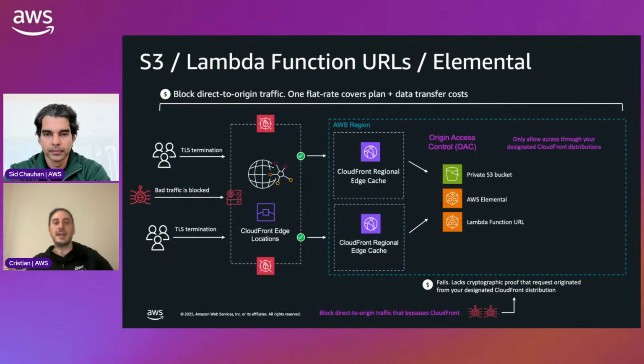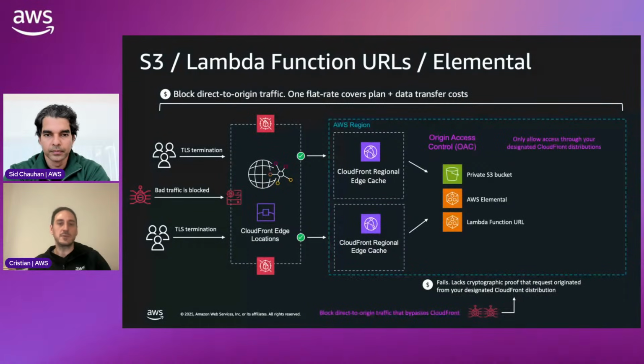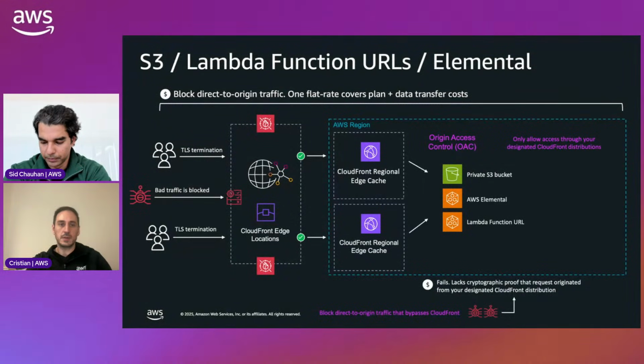Now you've got the flat rate, you've got all your WAF security rules and all your filtering, and you've got much more control over what's going in and out of your bucket and all the security and requests going through there. Any questions on this one?